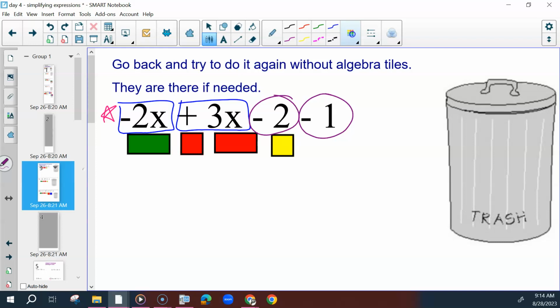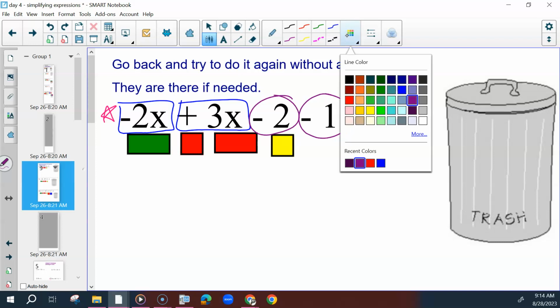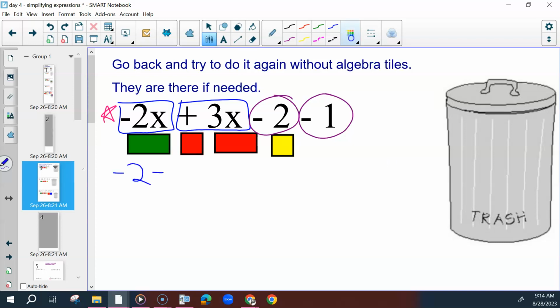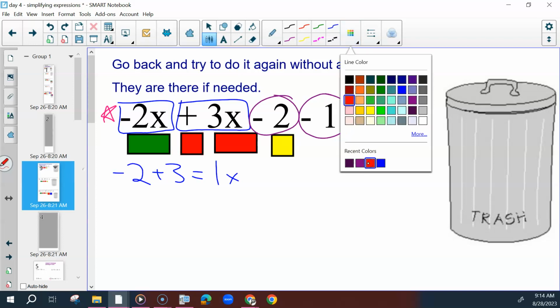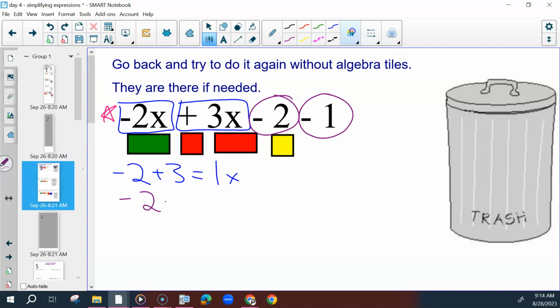And then we're going to take the numbers in front for the x's. So negative 2 plus 3. We'll worry about the x here in a second. What would that be? And then after you find that, you would just put x behind it. Then you'll do negative 2 minus 1. Figure out what that would be. Negative 3. And then you would rewrite those two together.